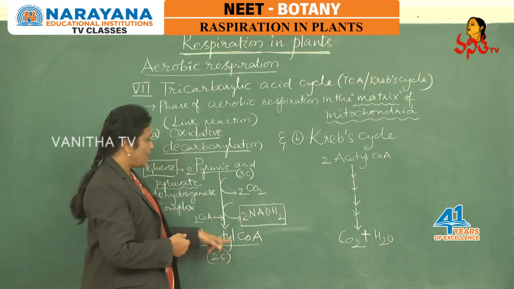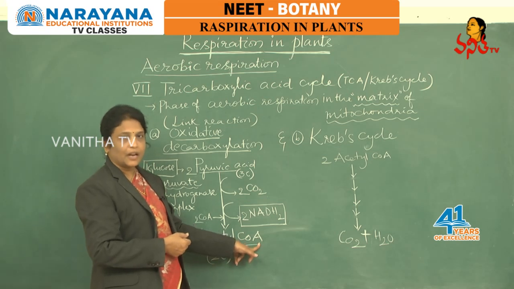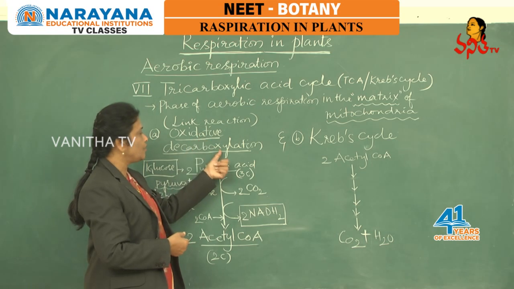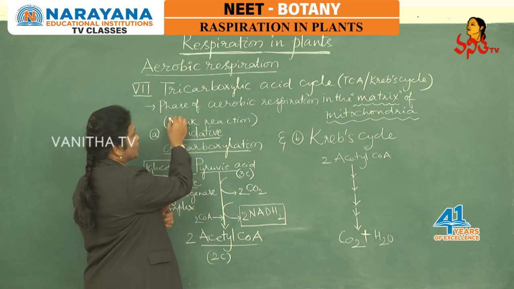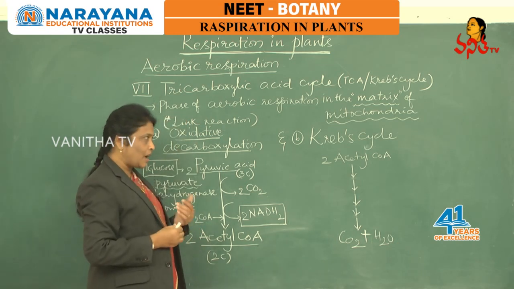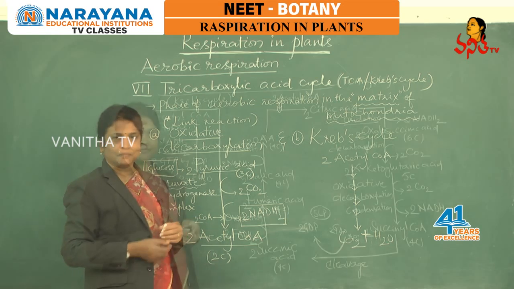And the link substance acetyl coenzyme A, which is the link between glycolysis and Krebs cycle, is formed by oxidative decarboxylation of pyruvic acid. So, this particular reaction is named the link reaction. Okay students, now let us continue with the Krebs cycle or TCA cycle in detail.